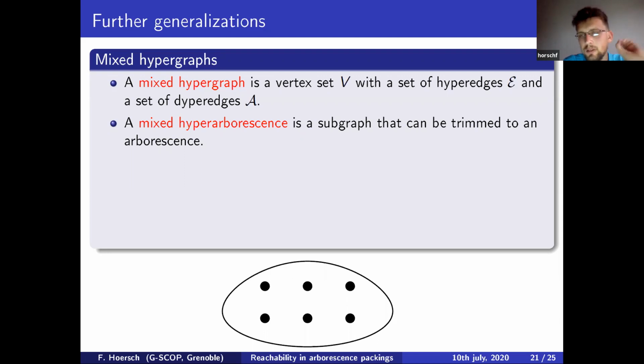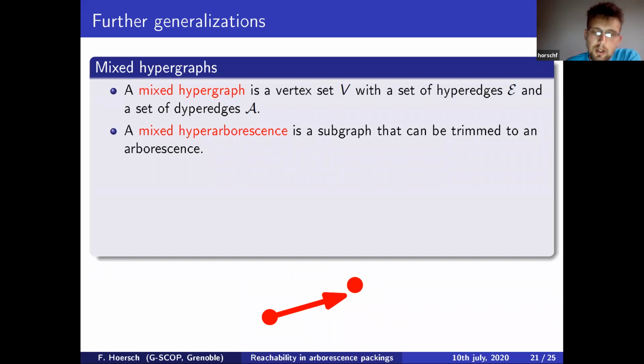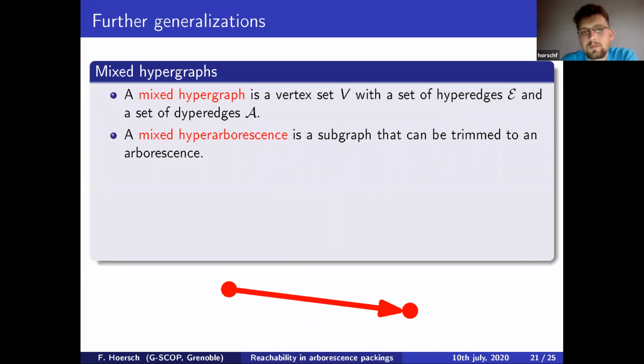What do I mean by trimming? Well, there are 2 different operations for hyperedges and for diperedges. For a hyperedge, I will just choose 2 vertices in that hyperedge and I will choose a direction between the two of them, and I will make an arc like that. For a diperedge, I always keep that head, and I choose one of the tails. And then I get an arc like that. Okay. And now basically I have an arborescence. And with that definition of mixed hyperarborescences, I can define all the properties I had before in mixed hypergraphs.